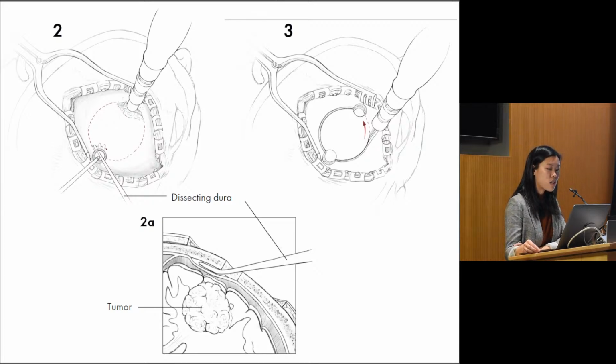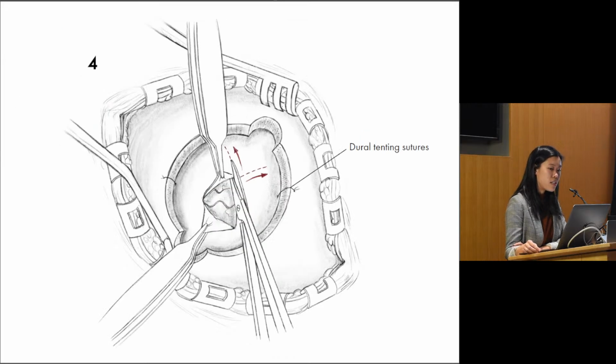Figure 2a illustrates the dural dissection from a coronal view to demonstrate the depth the dissector reaches under the skull. In Figure 3, the craniotomy flap is completed using a craniotome to cut around the edge of the approximation. The dura is then opened in a cruciate fashion, and dural tenting sutures are placed at the borders of the craniotomy to keep the dura adhered to the skull and prevent epidural hematomas post-procedure.